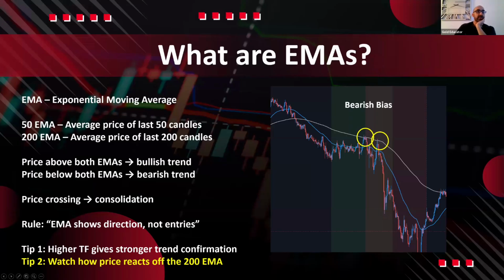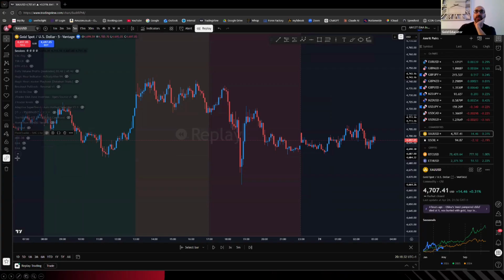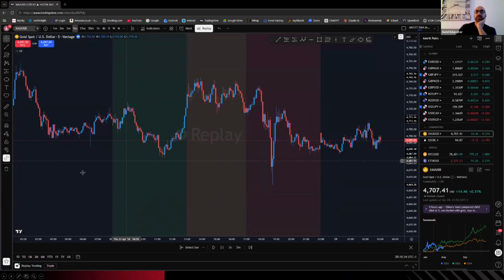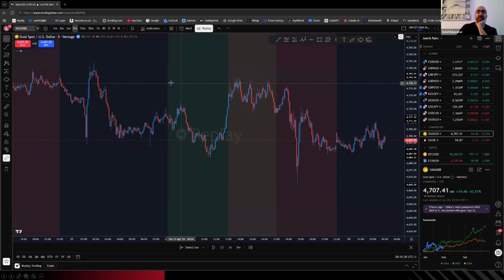So with that being said, I'm going to go straight into the charts, and I'm going to get rid of my market structure for now. I'm going to take you back to what's called a naked chart. You've got your candlesticks on here, and you've got your sessions indicator on here as well.